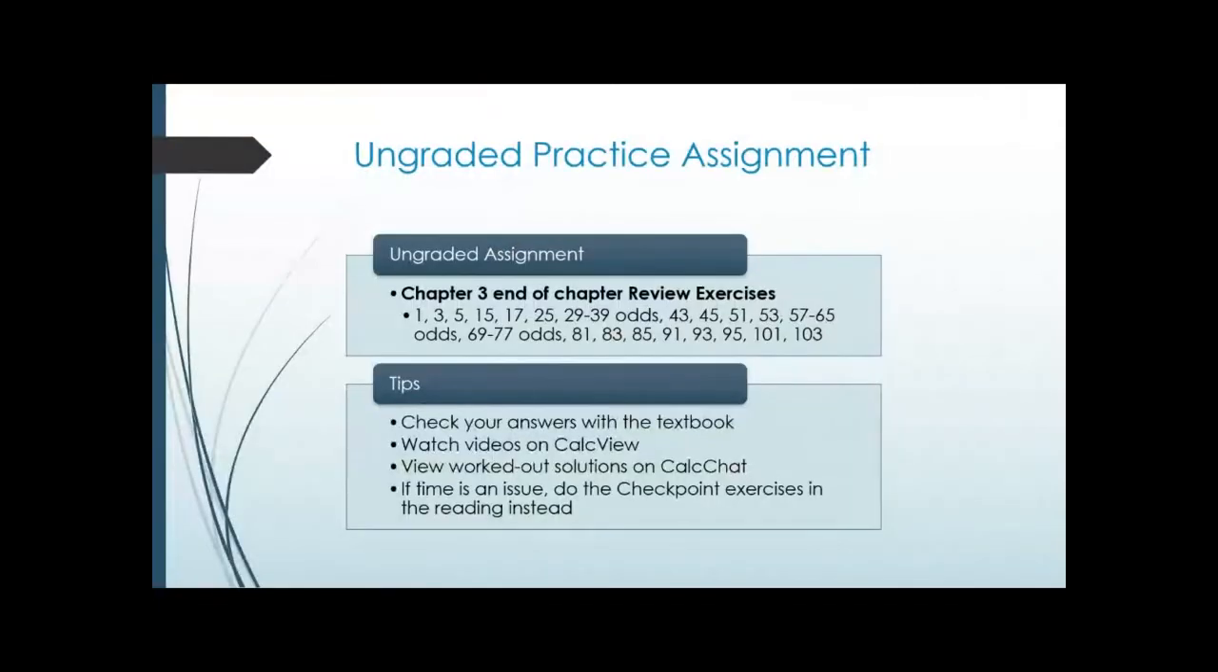Moving on to the assignments. So you've got your ungraded practice assignment, and it's a selection of problems from Chapter 3. We didn't assign everything for the review exercises because some of them are harder than others and you don't really need to know. So you don't have to do all of them. It's just a selection.